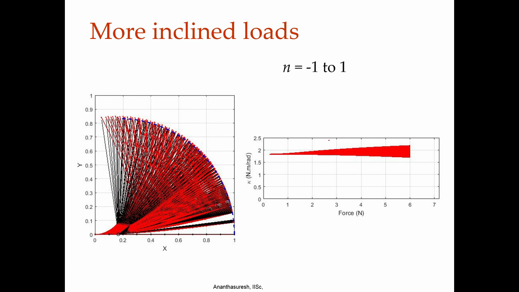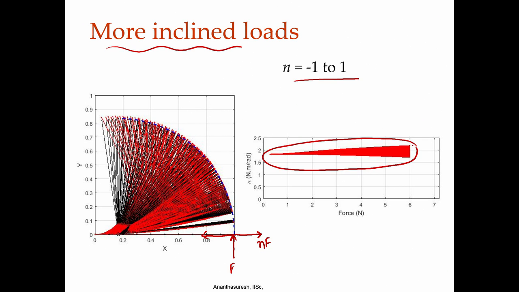Okay. Now, here is another one where we have taken more inclined loads, varying n from -1 to 1, meaning that as I am varying this force from 0 to 6 newtons, I am changing the axial force all the way from +1 to -1. That NF that we are taking, n varies from -1 to 1, compressive to tensile. If you sweep all that, it increases a little bit more, but again not deviating too much.